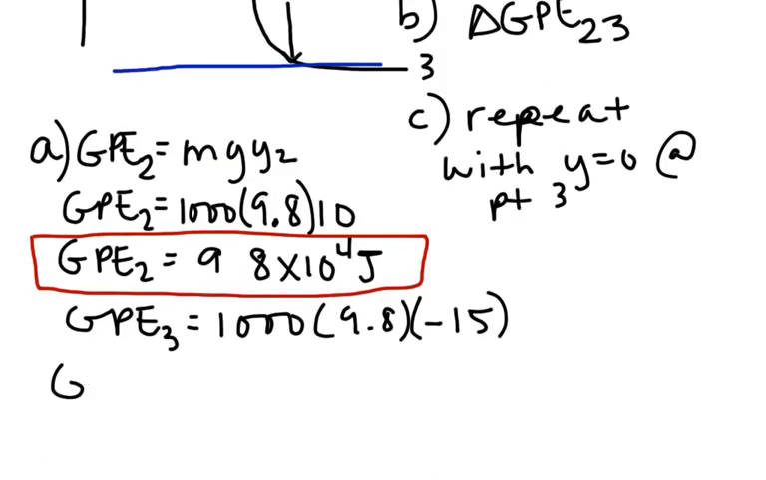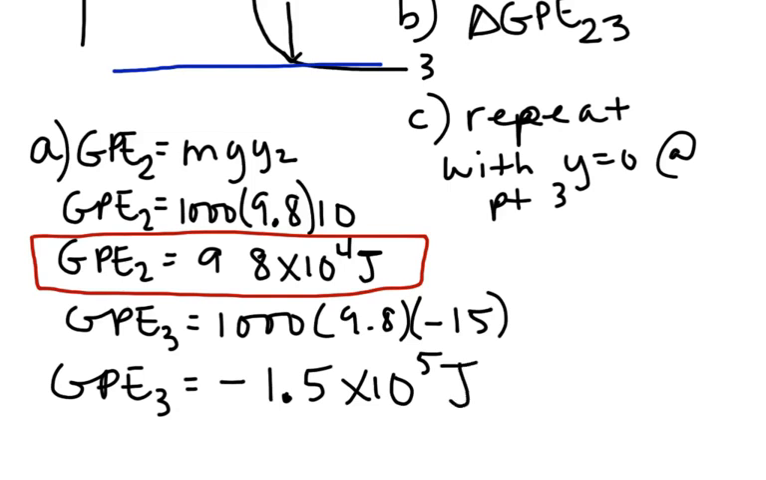Okay, so the gravitational potential energy at 3 will therefore be a negative 1.5 times 10 to the 5 joules.